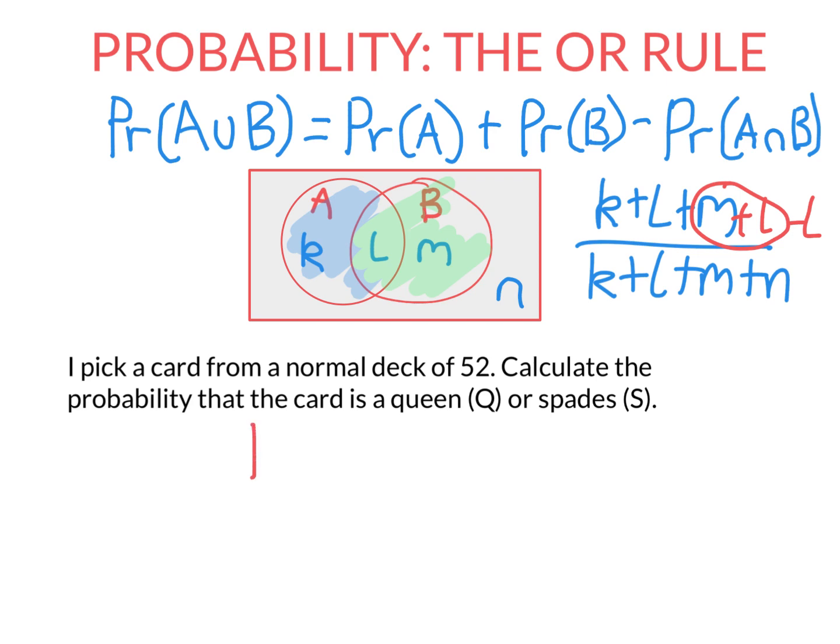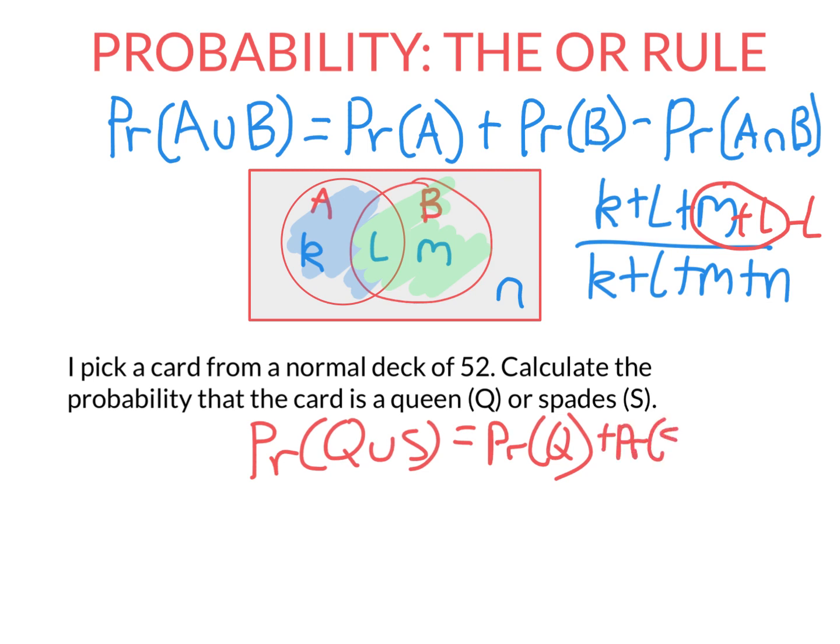So using the OR rule, we have the probability of queen or spades is equal to the probability that it's a queen plus the probability that it's spades, and then I need to subtract the probability that it's both. So in a normal deck of 52, the probability of a queen is 1 over 13, or 4 out of 52. There are 4 queens in the deck, 52 cards in total.